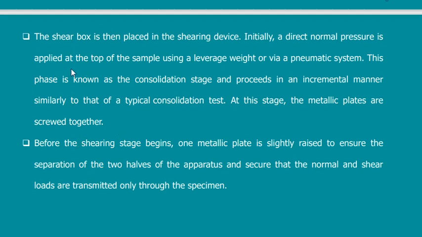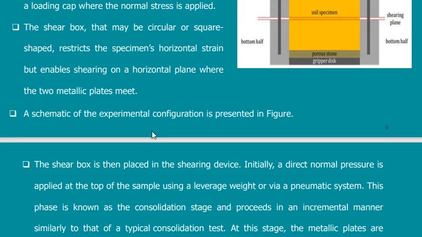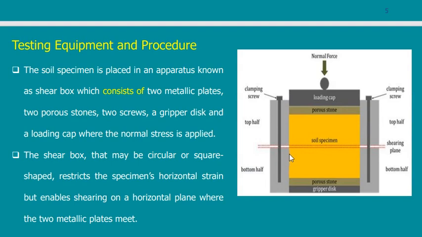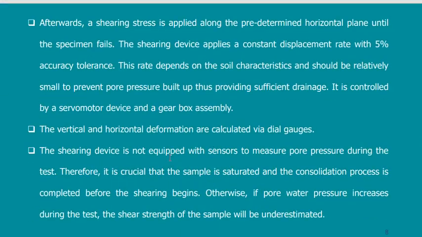This is what we've just said. Before the shearing stage begins, one metallic plate is slightly raised. This is just something in the procedure, that I should ensure that the upper part and the lower part can move freely, because if something is preventing them from moving, it will give you wrong results. This is something related to the procedure.